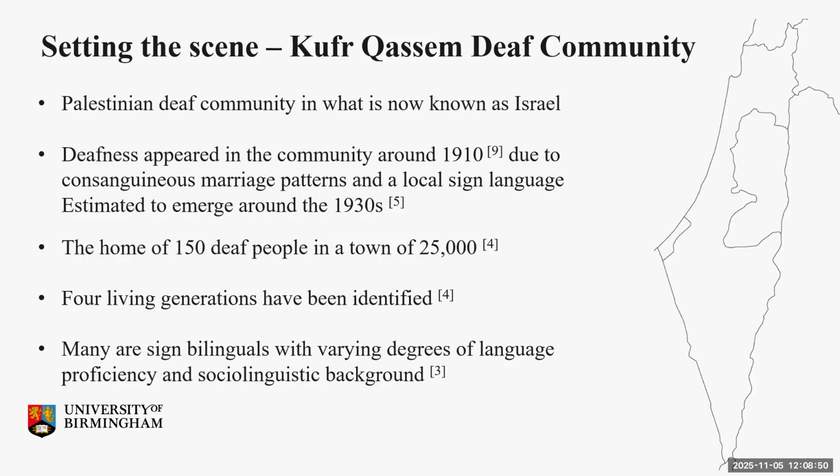Usually the social network density is a bit denser than larger communities. Kufr Qassem is the home of 150 deaf people in a town of 25,000 people. 4 living generations have been identified. Many of them, if not all of them, are sign bilingual, so meaning that they use both ISL and KQSL. In this study, we focus only on the 3 oldest generations, because at the time of the data collection, the 4th generation, they were kids, they were too young.